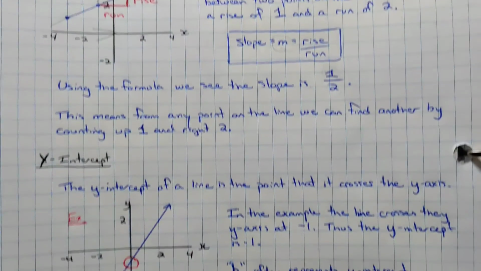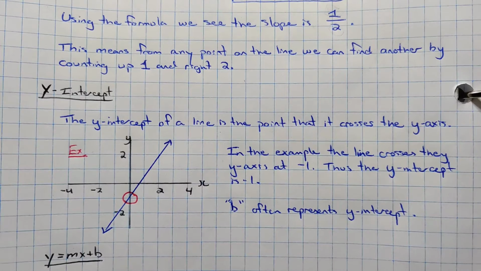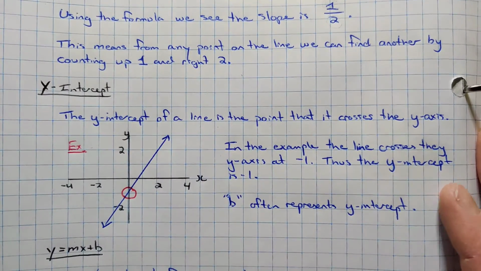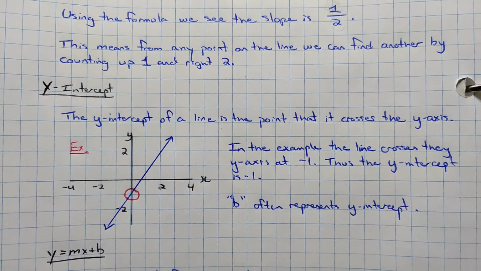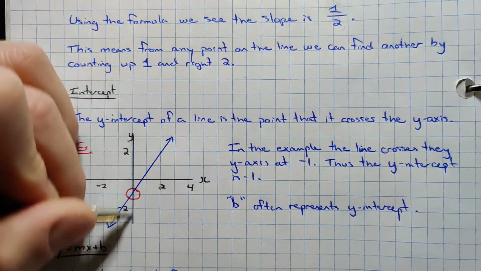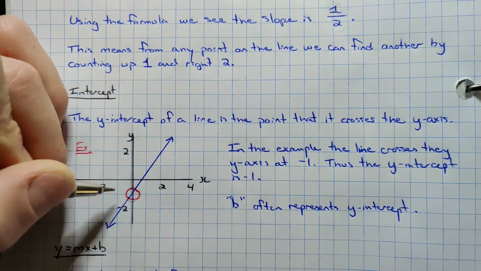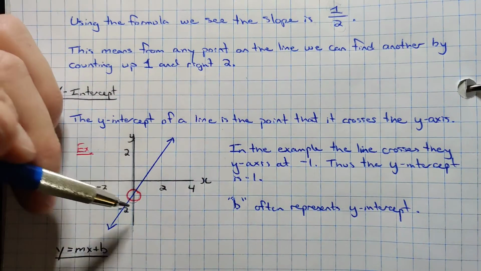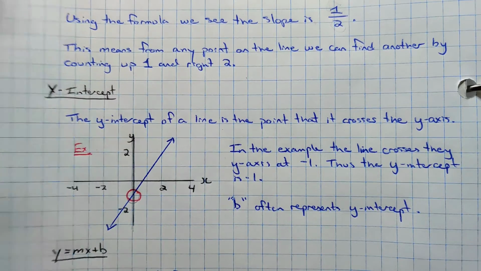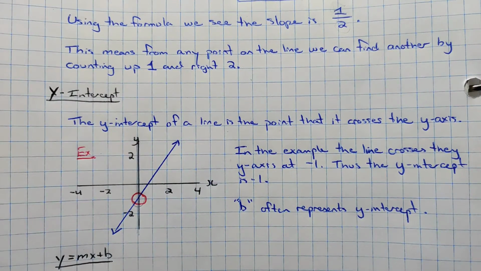The other component that we need to look at is the y-intercept. That's the second half of slope and y-intercept form. The y-intercept is simply the point at which the line crosses the y-axis, or the vertical axis here. So this point right here at -1 is where this line crosses. That is the y-intercept. It's just the point that the line touches or crosses the y-axis. We often use the letter b to represent the y-intercept.